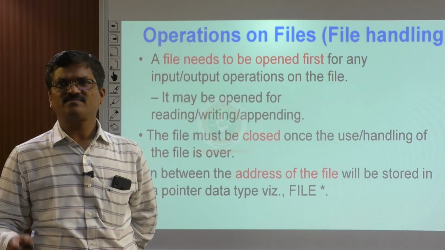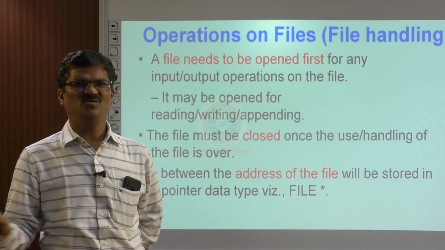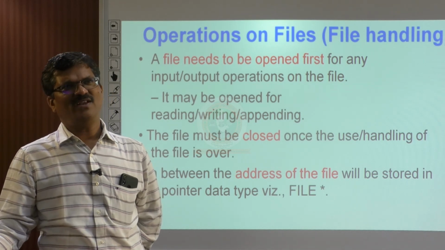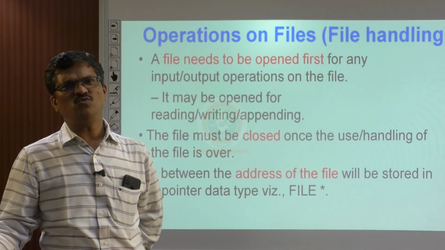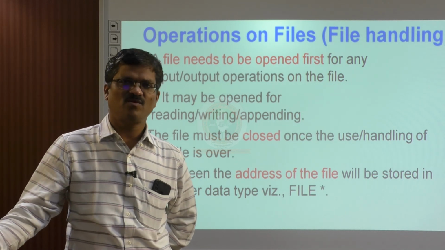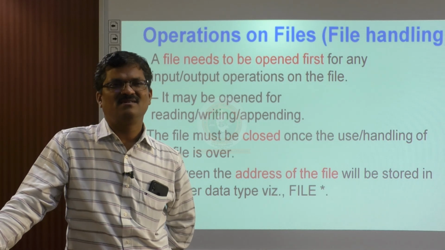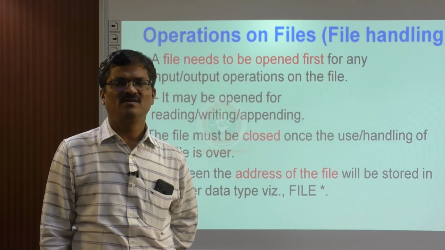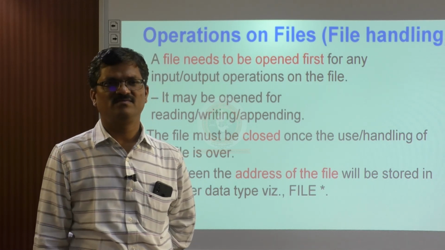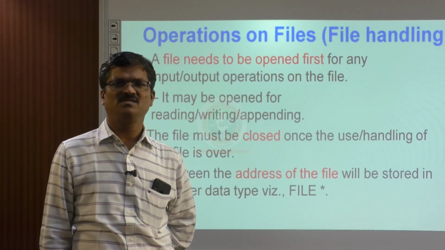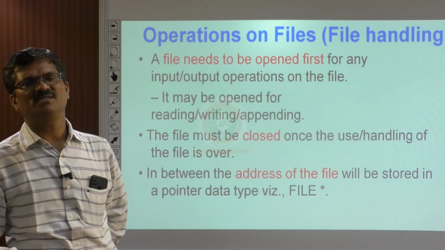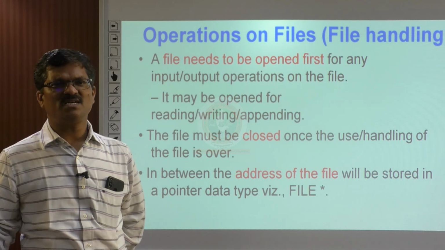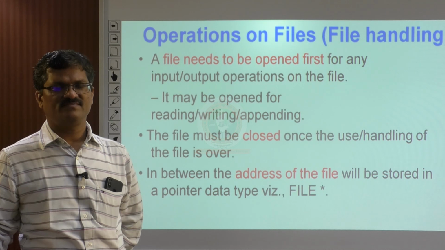Now, we can perform some operations on the files. Usually we say file handling, how to handle files in C. Whenever we are dealing with files, we need to open a file first, and only then can some operations be done on it. We can read from the file, write some content onto the file, or append something into it. For any of these operations, we should first make sure the file has been opened. Once the operations are done, you can close the file.